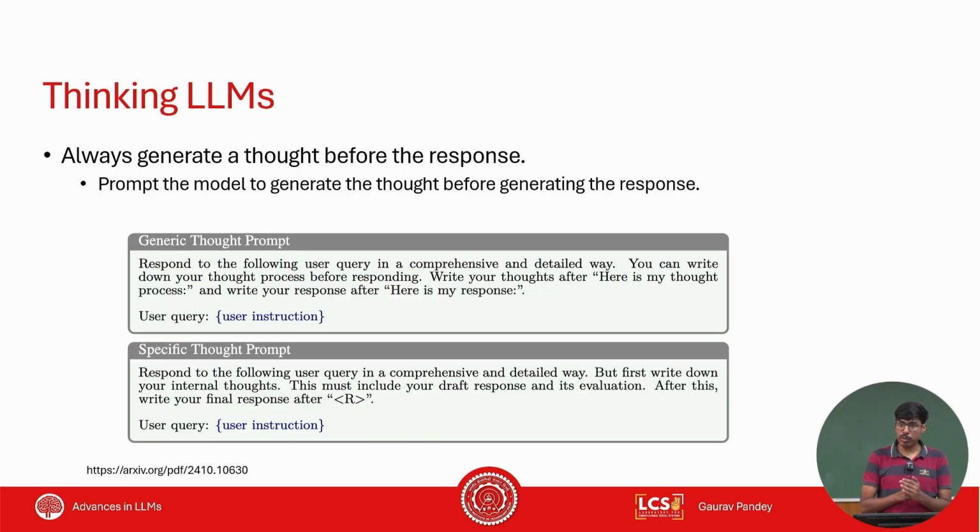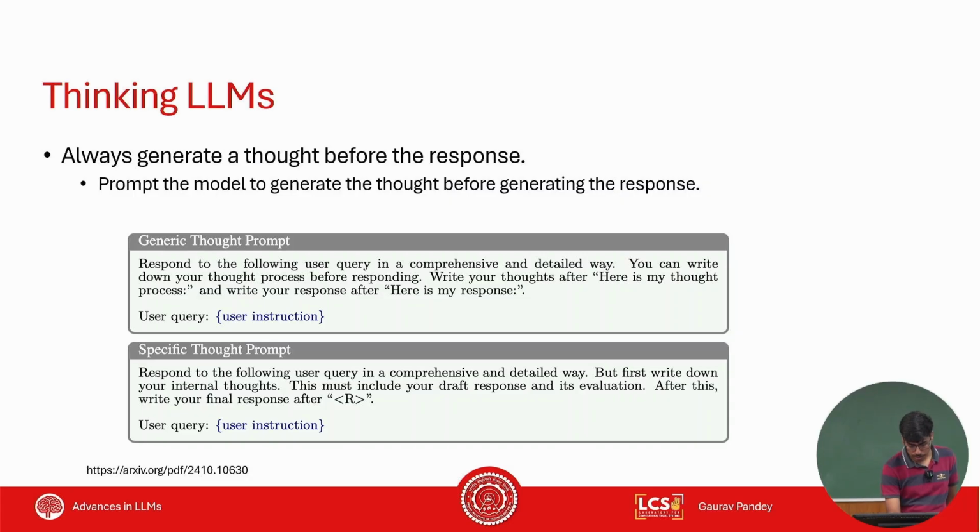So what we want is for the model to always generate a thought first before the response, no matter what the task is. The prompt looks something like this: respond to the user query in a comprehensive and detailed way. Write down your thought process before responding, and write your thoughts after this. So you are giving the format that you want the thought and response to look like. You want the thought to come after 'here's my thought process', and the response to come after 'here's my response'. This is the generic thought prompt, and they also experimented with a specific thought prompt where you tell it exactly what the thought should contain.